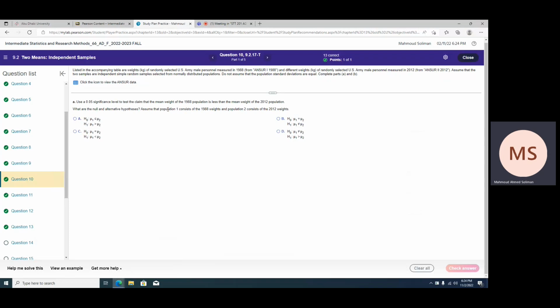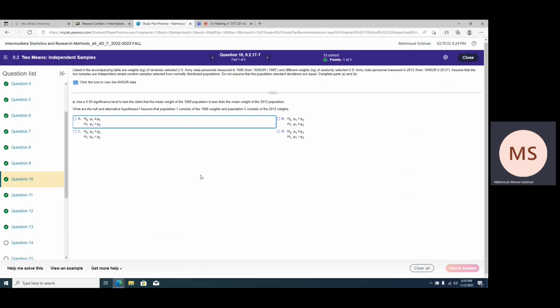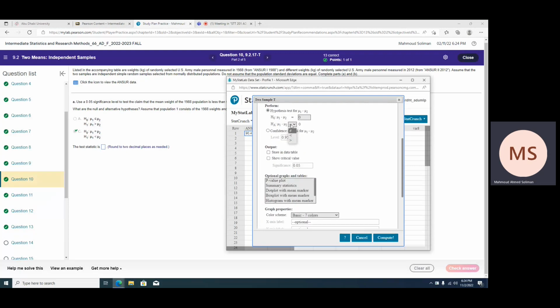Okay, so here it says population 1, 1988. And here, sample 1, sample 2. So it's less than. You need to read both because sometimes they can switch it over. Yes, they can switch it.